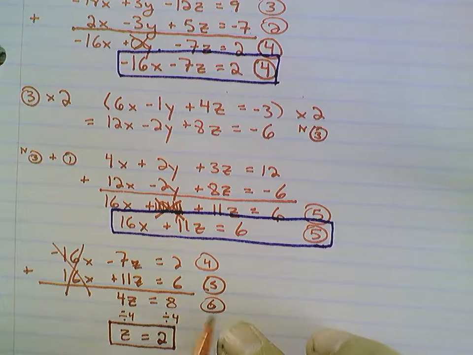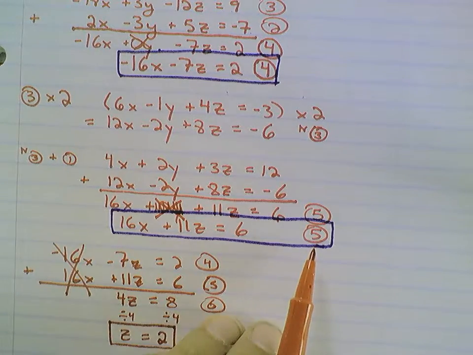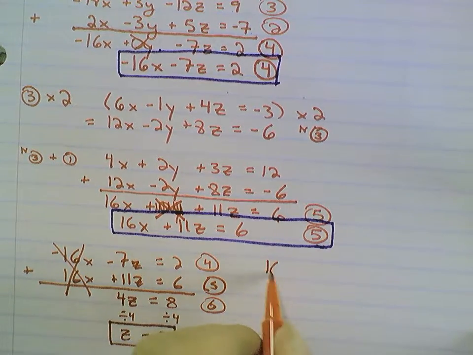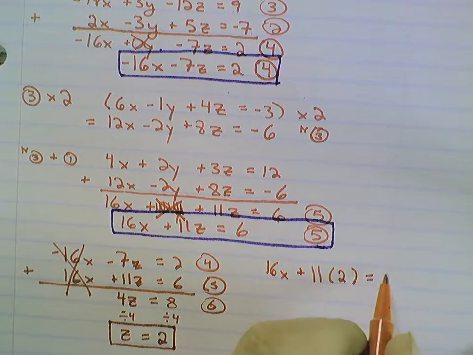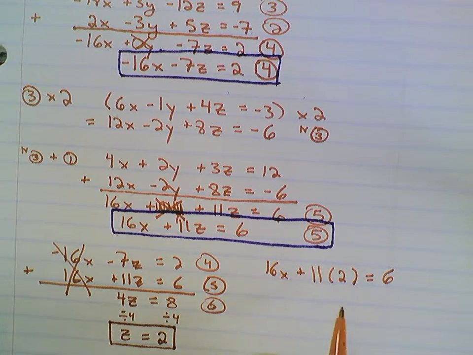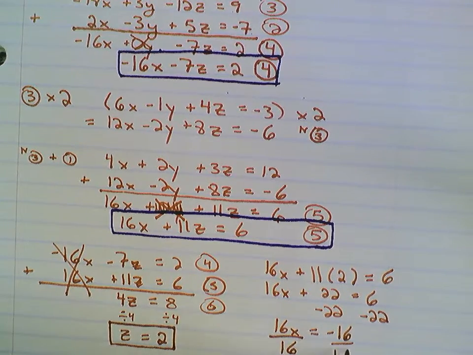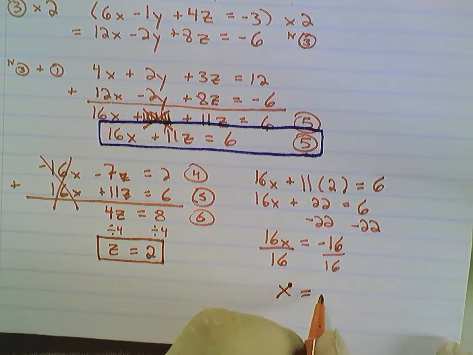Now, to find my y and my x values, I go up one equation. I just used the 6th equation to find my z. Well, if I want to find my x value, I'm going to go up one equation, to the 5th one. On the 5th one, if I plug in 2 for my z, I take 16x plus 11z, but instead of z, I'm plugging in 2, and that equals 6. Well, 11 times 2 is 22, so I really get 16x plus 22 equals 6. I then can subtract 22. I'll get 16x equals negative 16. Divide by 16, and I'll get my x to be equal to negative 1.